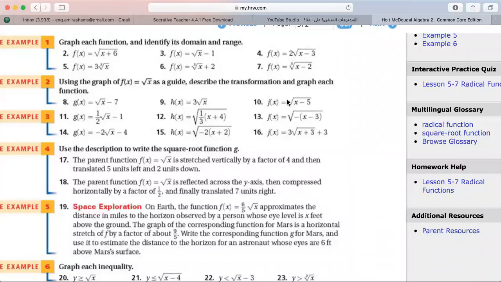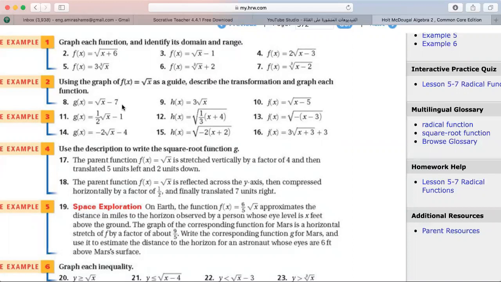Okay, let's open page 372 together to answer some questions. I have number 8. Describe the transformation. I have the square root of x minus 7. Here k has a negative value. I go back to the table and find it. It is the first rule, vertical translation, so it is up or down.